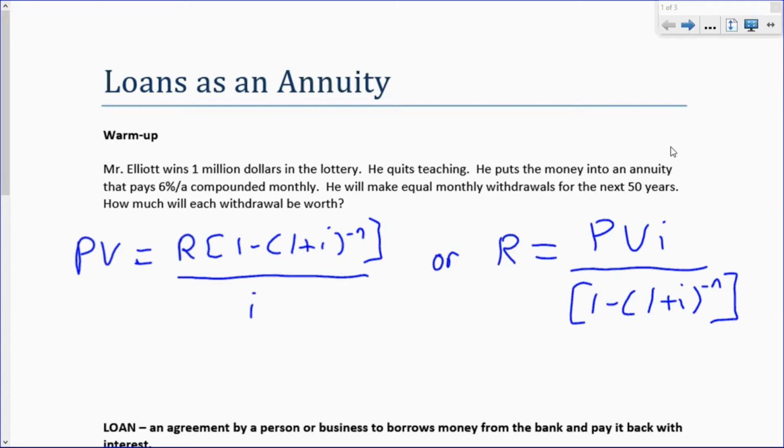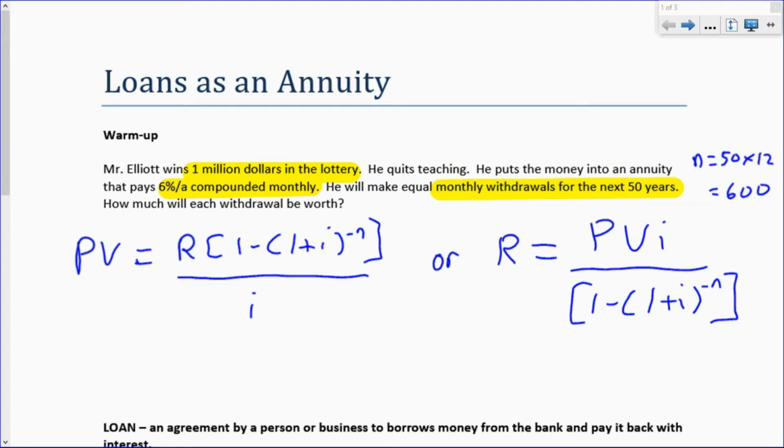Let's begin this lesson with a bit of a warm-up question, a bit of a review question. Let's suppose that Mr. Elliott wins $1 million in the lottery. He quits teaching, puts the money into an annuity that pays 6% interest compounded monthly. He's going to make monthly withdrawals to live off of for the next 50 years. So that would be 50 times 12 monthly withdrawals, or 600 payments.